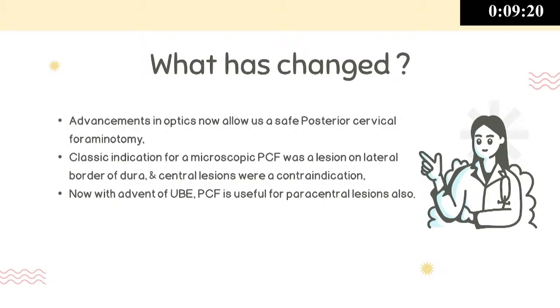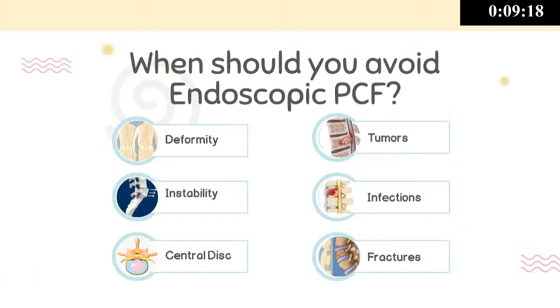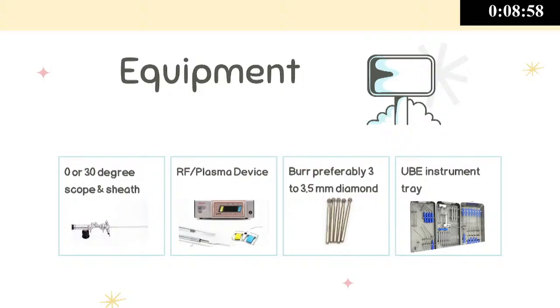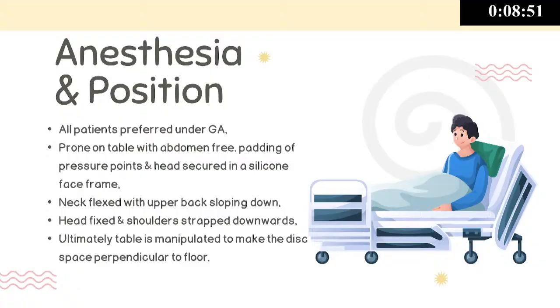PCF is still easy because, even if you don't land directly on the V point, you can use the standard markings for a lumbar spine, dock on the spinolaminar junction, strip off the tissue, go towards the joint and V point, expose it, and then take care of it. Now, when do you avoid the endoscopic PCF? Tumors, deformity, instability, infections, central disc, fractures. This is the standard. Any of these, and you have to avoid it.